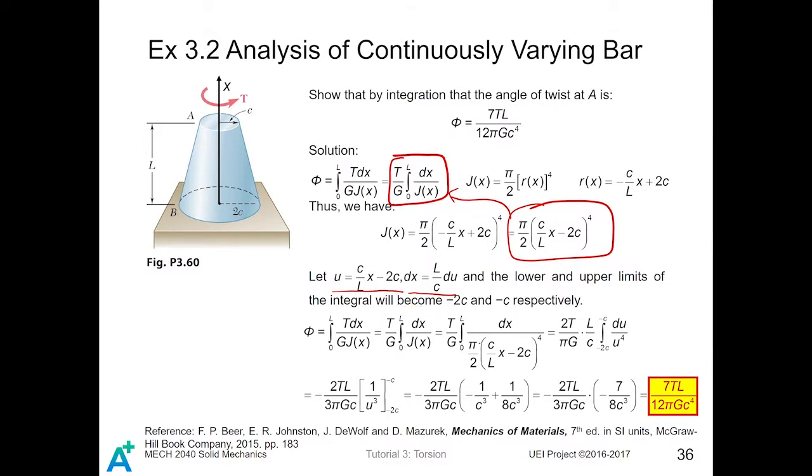Now we consider the torsional displacement formula in the integral form, which is this. Now we put our J(x) into it and we take this constant out to get something like this. Also, since dx equals L divided by c du, there is an L divided by c occurring here, then the whole bracket becomes u, and the integral becomes du divided by u to the power 4 from minus 2c to minus c.